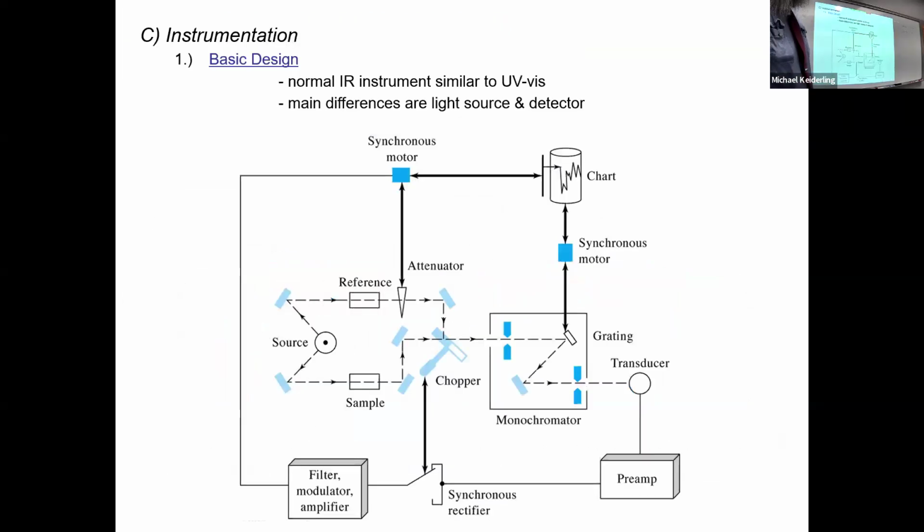Okay, we can do a little bit more. So let's talk a little bit about instrumentation. A traditional IR instrument is similar to UV-visible: light source running through a sample and a reference chopper, feeding into a sensor. The main differences are the light source and the detector. The light source is infrared, the detector detects infrared.